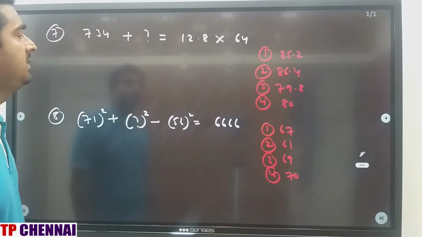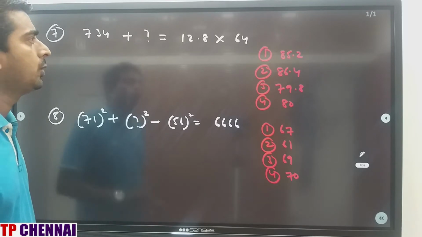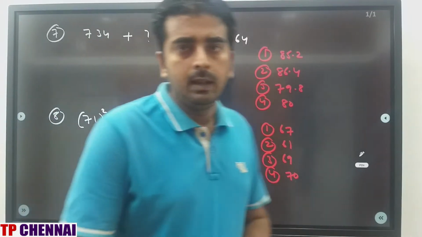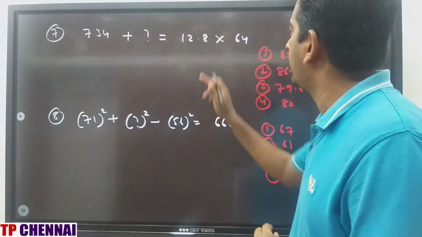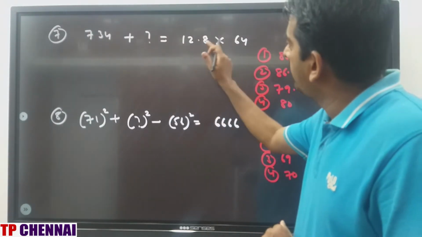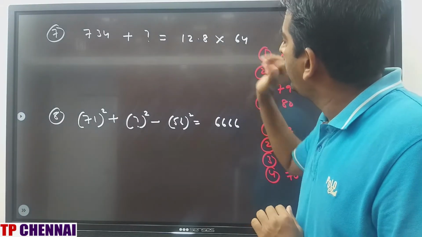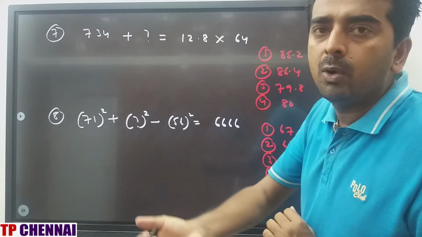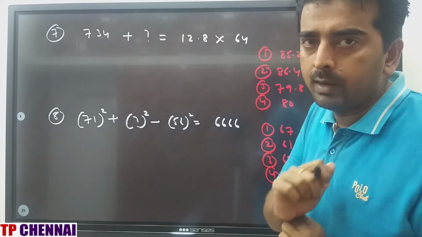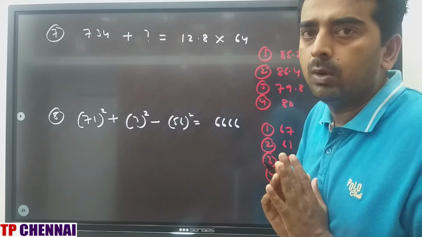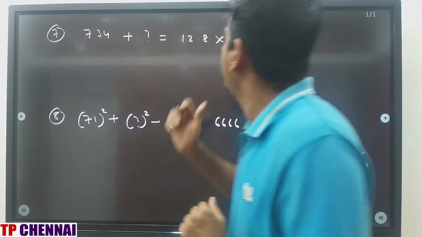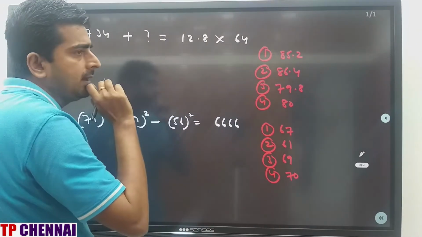734 plus question mark is equal to 12.8 into 64. Now the left-hand side has no problem. On the RHS you have a decimal, 12.8. So how do we make this calculation simple in the exam? 0.8 is there. Which number do you multiply with 0.8 to get a whole number? Not 1, but 0 decimal. You will say, sir, into 5. So multiply 12.8 into 5. What is 12.8 into 5?